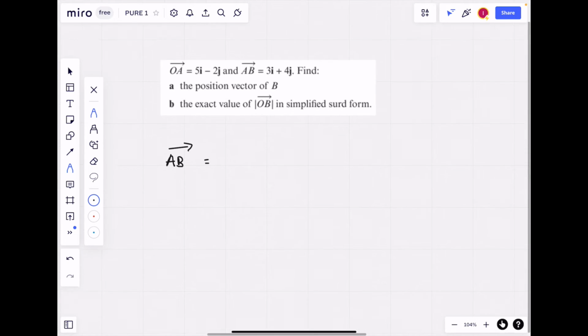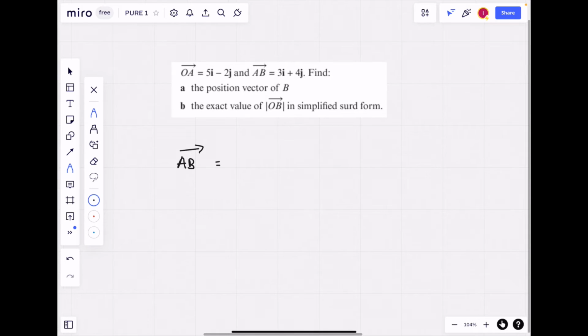We're doing the same thing here. So we're going to go the opposite way along OA. So we're going to do minus OA, and then we're going to add OB. Make sense? In this question, we want this.